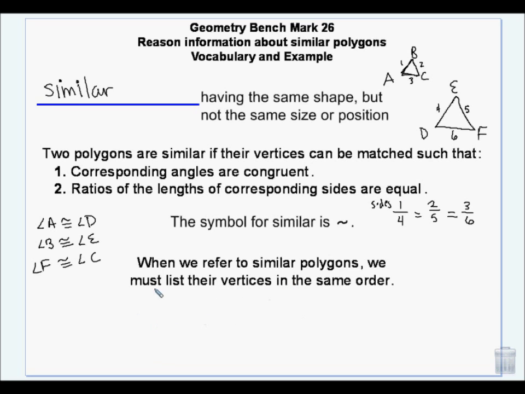If we're referring to them, we have to say that if I say triangle ABC is similar to triangle, I have to put them in the same order, DEF. So if I say ABC, I can't say FDE. It would have to be DEF, and that's because the congruent angles have to be listed in the same order.